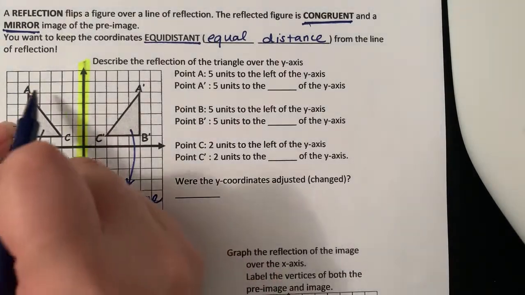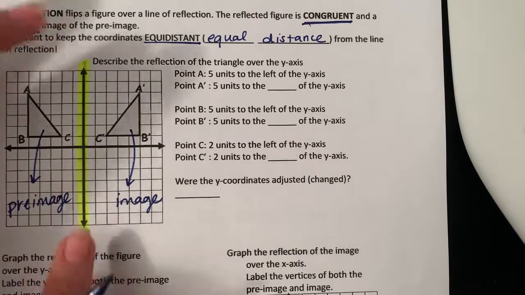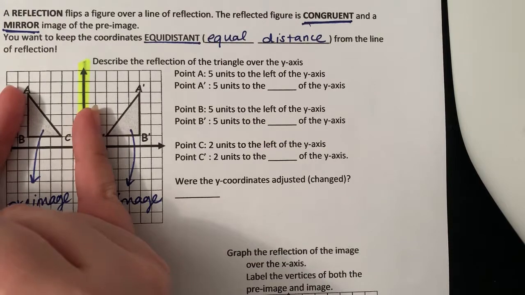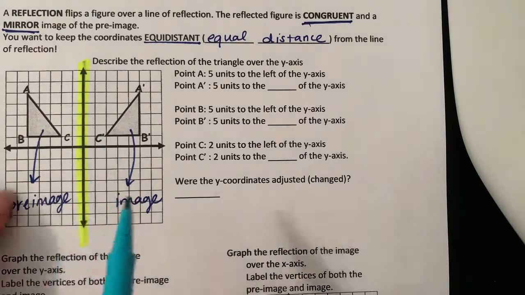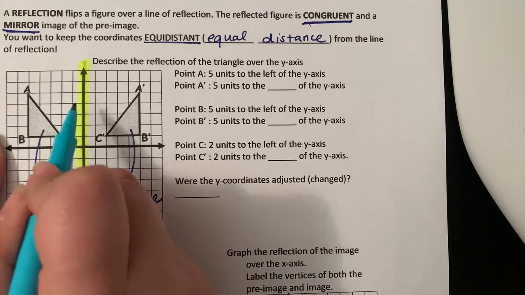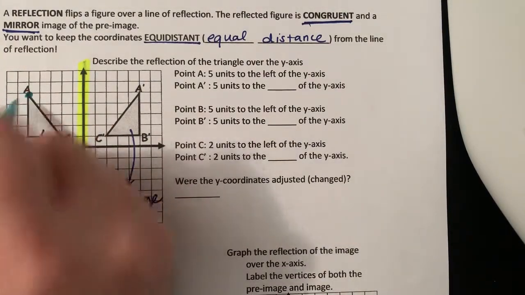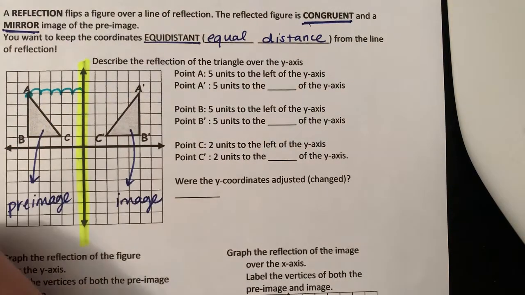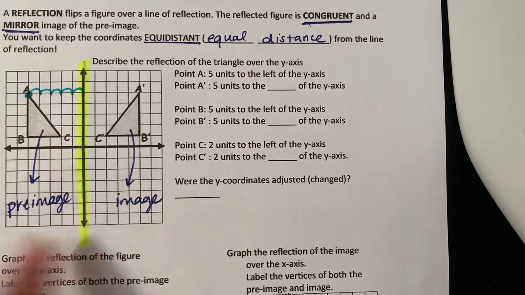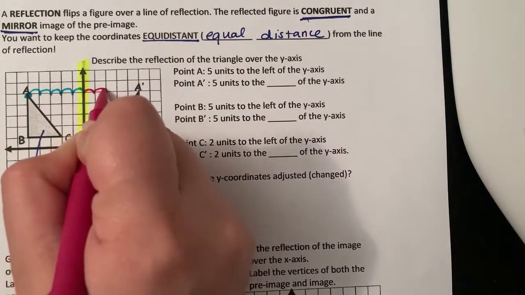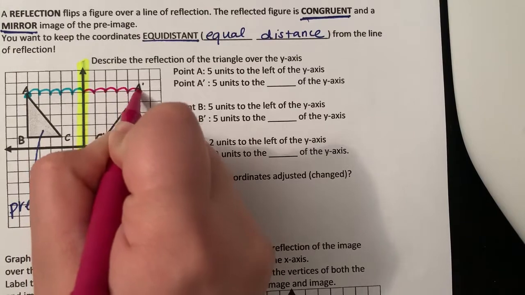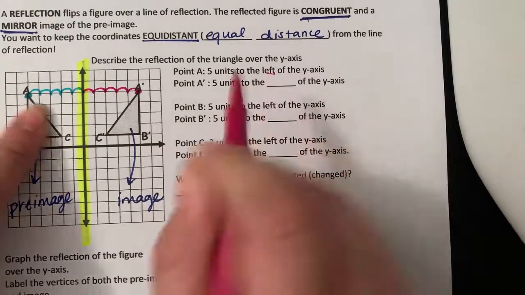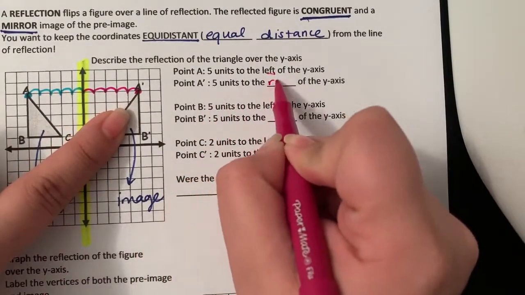Now, when we want to reflect our pre-image over our line of reflection, which in this case is the y-axis, we want to keep it the same distance away. So all you do is you count how far away each point is from our line of reflection. So if we start at A, you count 1, 2, 3, 4, 5, which means on the other side of our line of reflection, it is going to be 1, 2, 3, 4, 5. So if it's 5 units to the left, then point A prime is going to be 5 units to the right.